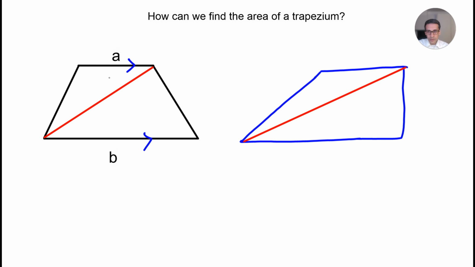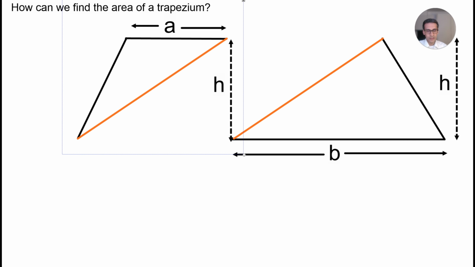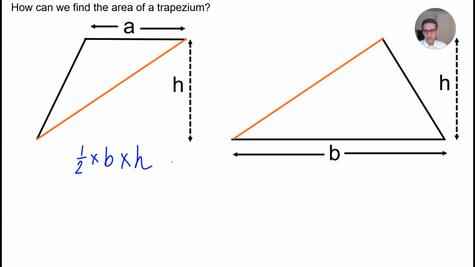Both of these cases, and you can come up with lots more cases. If you were to cut it along and then move that triangle to the side, what you find is you end up with two triangles. Now we know what the area of a triangle is. So the area of a triangle is half times base length times height.